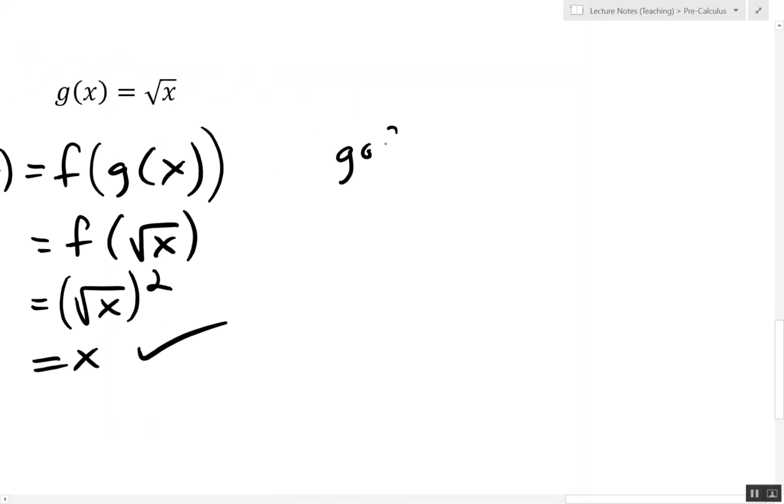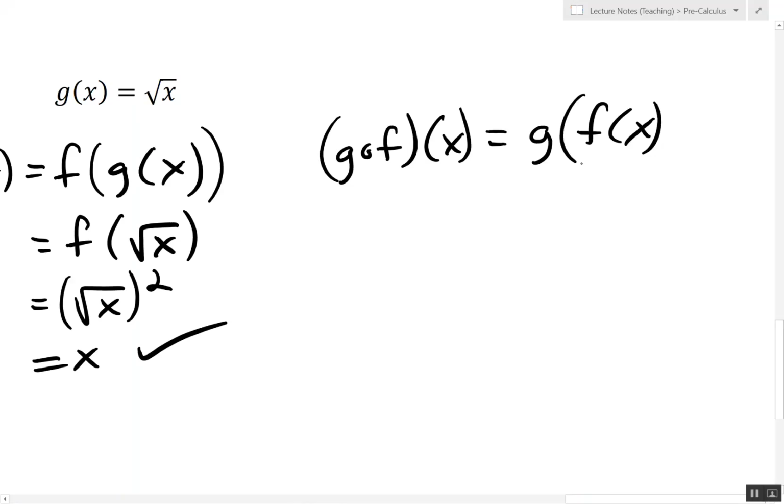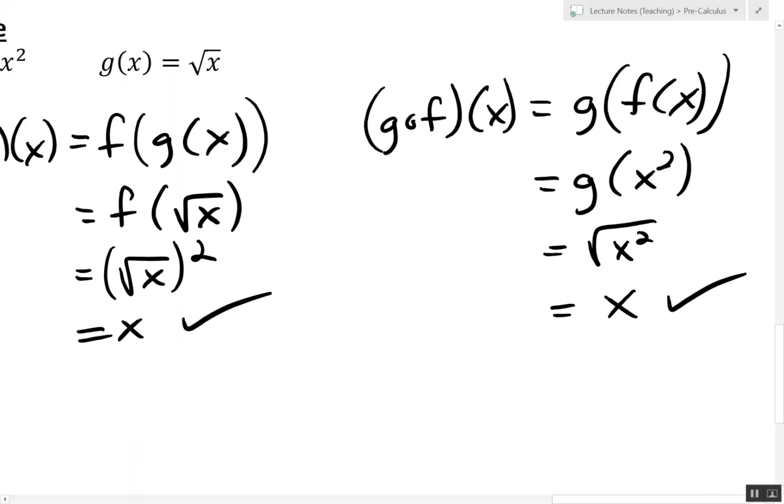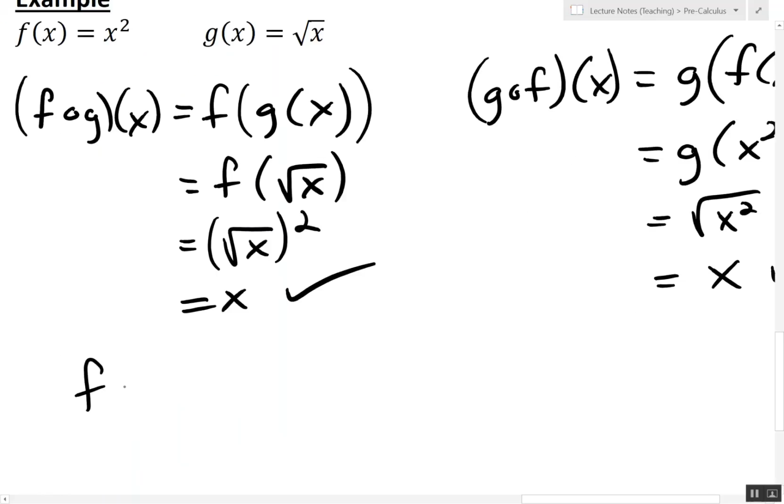So we get g circle f of x, and we have g, f, and x, put parentheses around the x, parentheses between the g and the f, and a parentheses on the end. And we're going to get g evaluated at x squared, which is going to give me the square root of x squared, and they cancel and give me an x. So you would assume that f equals g inverse and g equals f inverse.